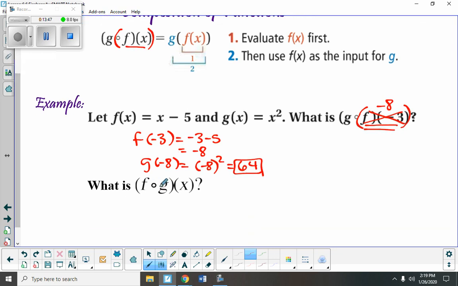What is f of g of x? All right, so g of x, what does that equal? It equals x squared. So now we need to find f of x squared. And so in the f function, instead of x, we're going to put in an x squared. So that would be x squared minus 5.